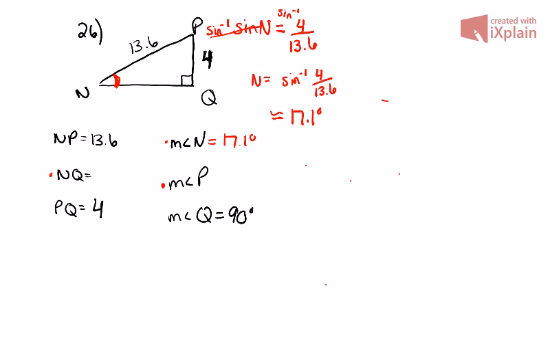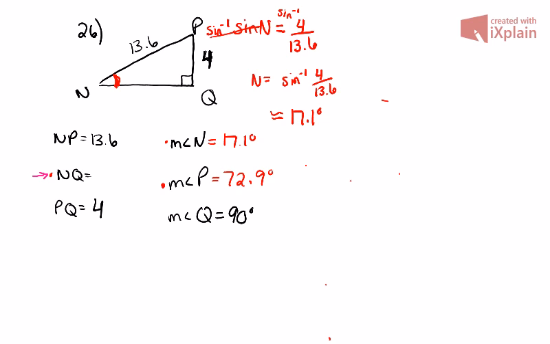Now, finding angle P is very easy because I have the two other angles of the triangle, so I can simply do 180 minus 90 minus 17.1, and you will notice that you are left with 72.9 degrees for angle P. Alright, that takes care of two of the three things I need to find. The last thing I need to do is find NQ, which I can do in a variety of ways.